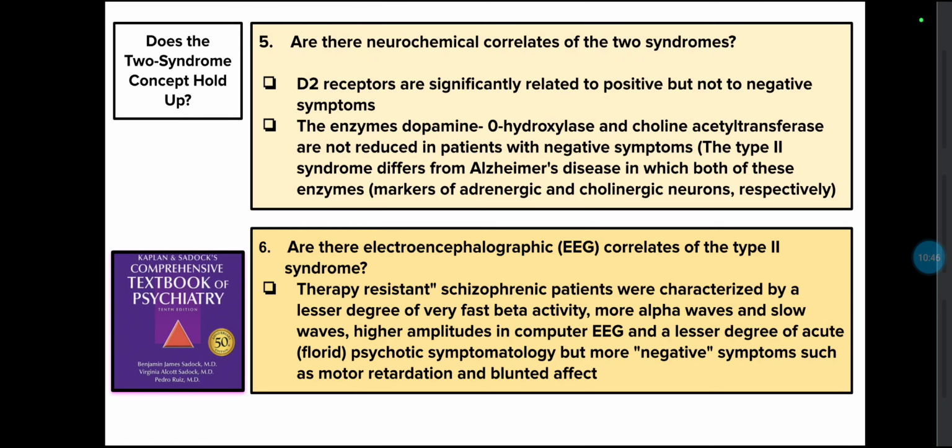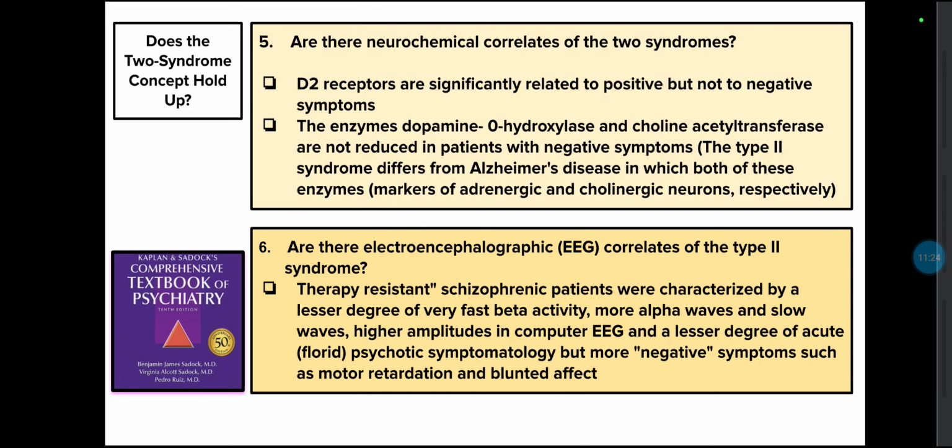Coming to the fifth question, are there neurochemical correlates of the two syndromes? So D2 receptors are significantly related to positive but not to negative symptoms. The enzymes, that is dopamine hydroxylase and choline acyltransferase, are not reduced in patients with negative symptoms. That is, the type 2 syndrome differs from Alzheimer's disease, in which both these enzymes are reduced. So if we compare the neurochemical correlates of the two syndromes, D2 receptor is significantly related to positive but not to negative symptoms. So with the help of D2 receptor, we can clearly differentiate between these two.